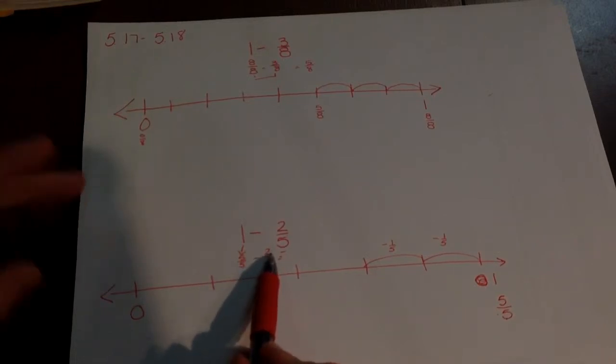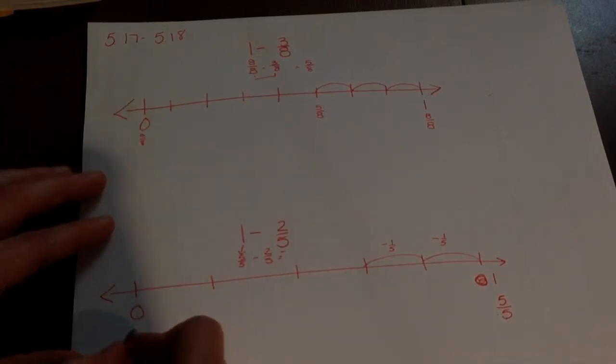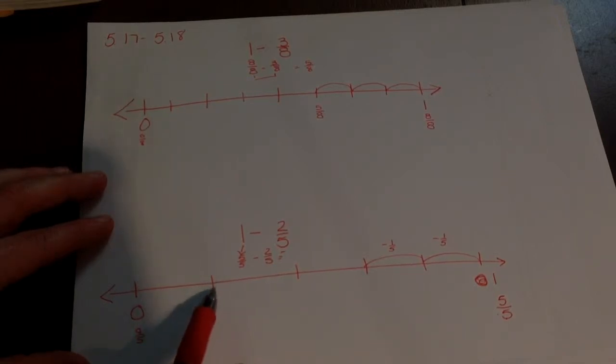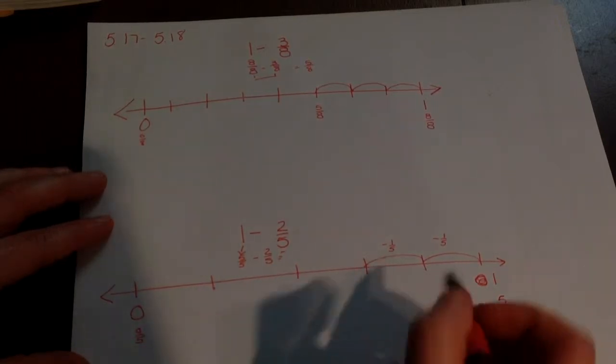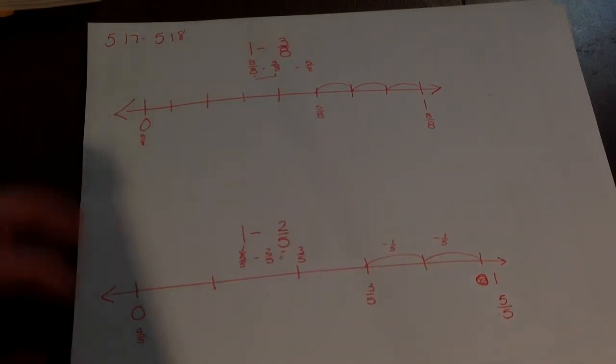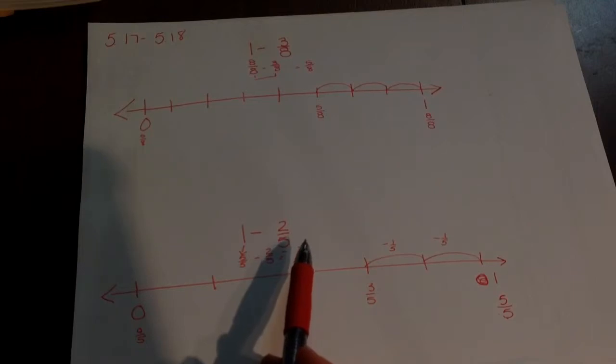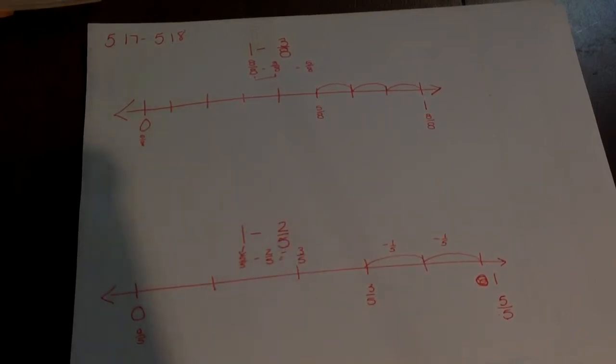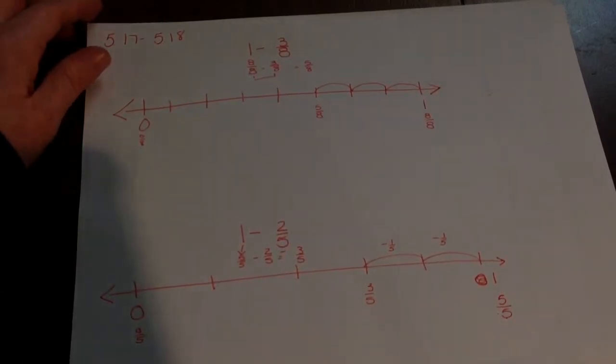5 take away 2 should give me a 3. Let's check. 0/5, 1/5, 2/5, 3/5. That is indeed 3/5. 1 take away 2/5 is 3/5. Well done. Go ahead and get ready to write the next piece underneath.